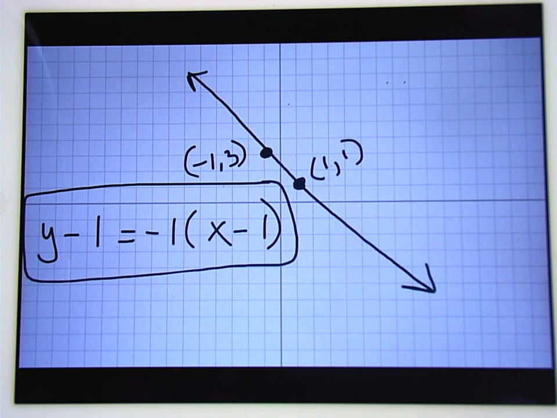And once you do plug in either point, you will receive an equation, the point slope form equation. Which point did I decide to use? Can you tell? If you said 1, negative 1, you are correct.